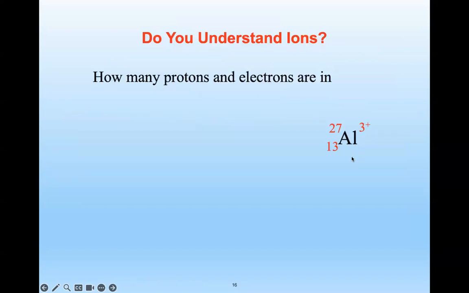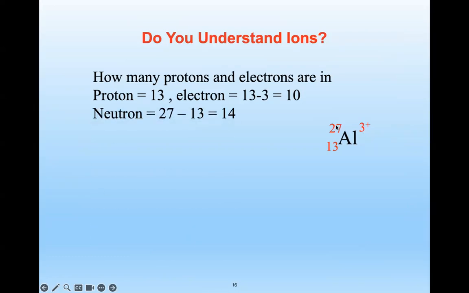Now, how many protons here? And how many electrons? And why is this 3? Can you think for a second? Now you know it. The protons here are 13, right. What about electrons? 13 minus 3, because aluminium is 3 positive. So 13 minus 3 is equal to 10. What about neutrons? 27 minus 13, as we know before. This means it is 14 neutrons.